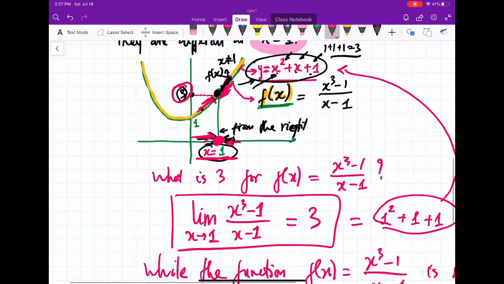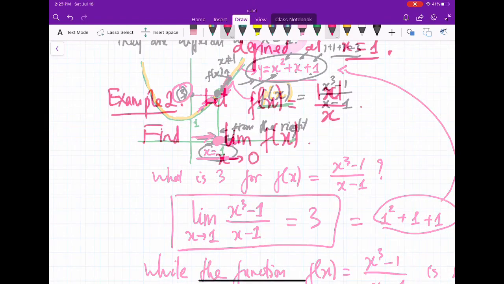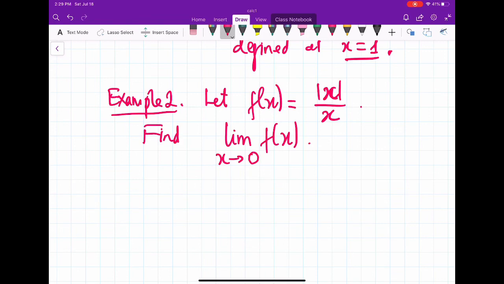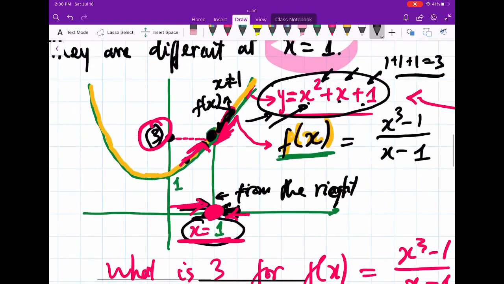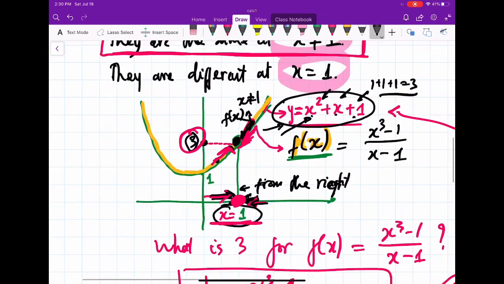Okay, let's consider another example. Now we have the function f of x equal to absolute value of x divided by x, and we need to find the limit of this function when x approaches 0. As we have seen in the previous example, we need to choose a sequence of x approaching the point from the left and from the right. And we need to do that in this example.